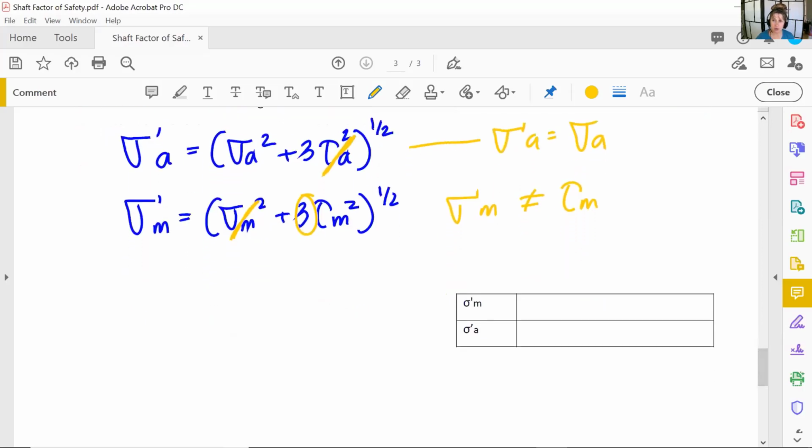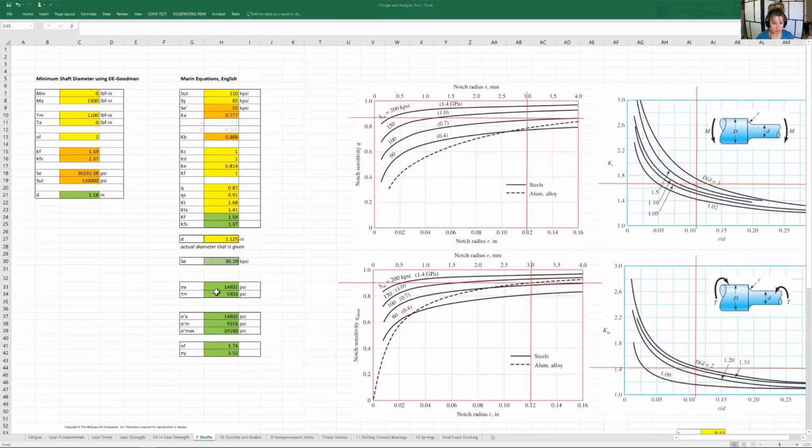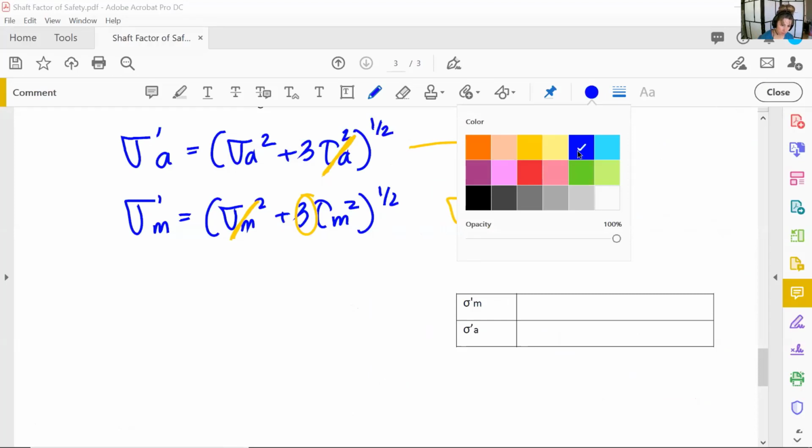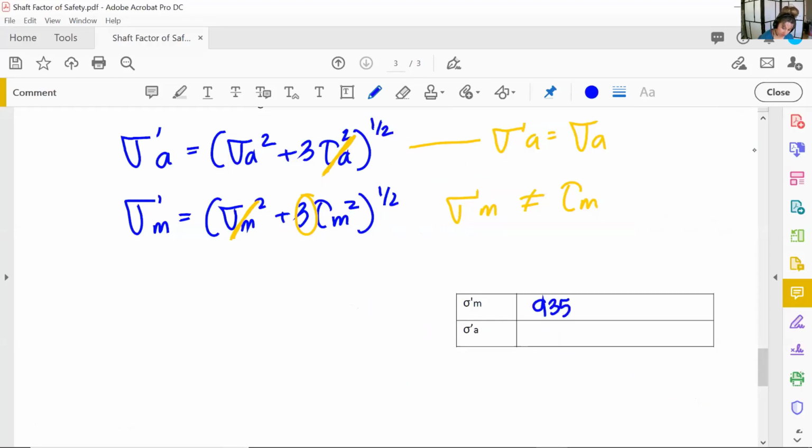So back to my analysis tool. Okay, so you can see those entered. Sigma prime A, sigma prime M. Sigma prime max, so the maximum von Mises stress, is just the sum of sigma prime A and sigma prime M, so add that one in because you'll need it when we calculate the yield factor of safety. This is 9358 PSI. Remember to keep including your units the whole way through.